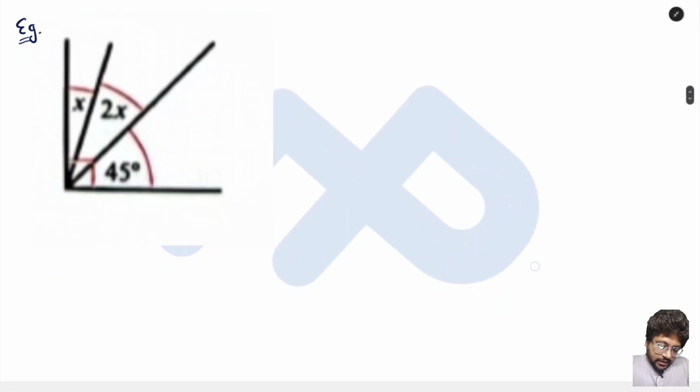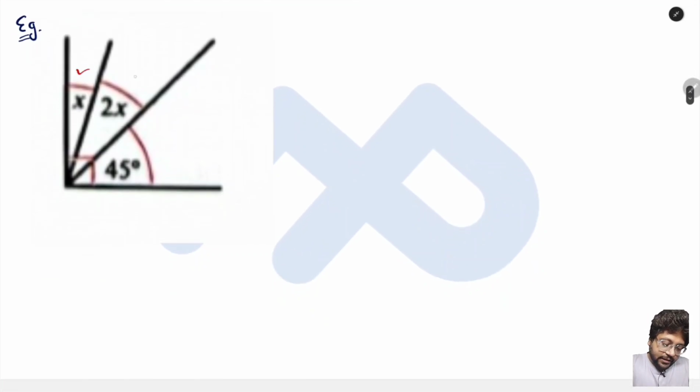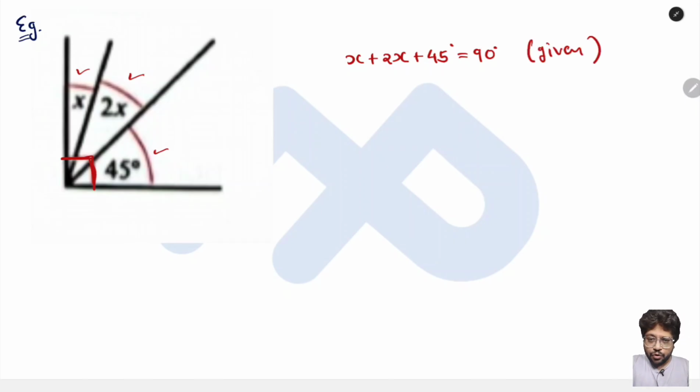Next, another example. You see x, 2x and 45, they all add up to 90. But here don't write complementary pair because they are not forming a pair. They are three angles. So basically it's a trio. It's not a pair. So x plus 2x plus 45 is equal to 90, and here you don't need any reason. You can just write it's given in the diagram that they add up to 90.